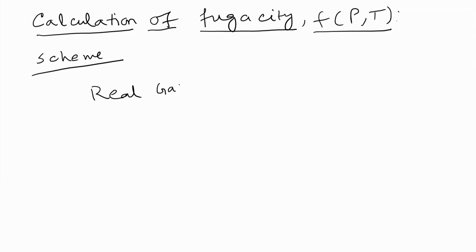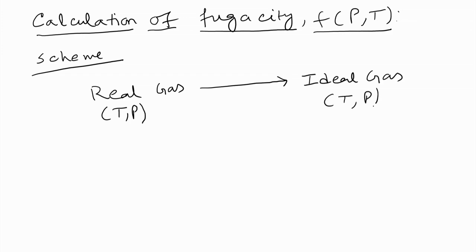So, it is like a real gas at constant temperature and pressure and goes to ideal gas at the same temperature and pressure, and the change in free energy, we say this is delta G bar 1. Now, we can consider a different path.